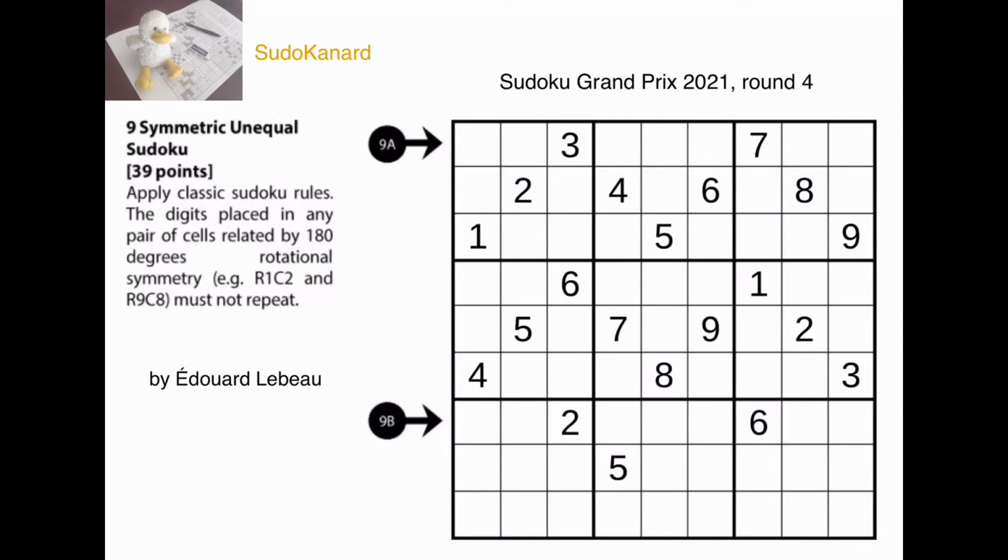Those twos, put a 2 in this cell. And is there anything else about twos? There must be one in one of those cells by Sudoku, but then by the symmetry rules, this 2 forbids this cell from being a 2. So we get a second 2 here, and there must be one in one of those cells.